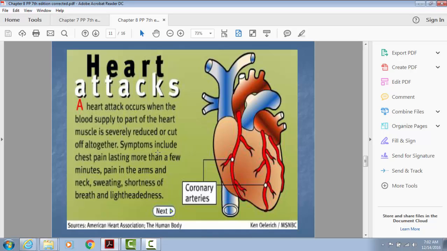This slide talks about symptoms including chest pain lasting more than a few minutes, pain in the arms and neck, sweating, shortness of breath, and lightheadedness.